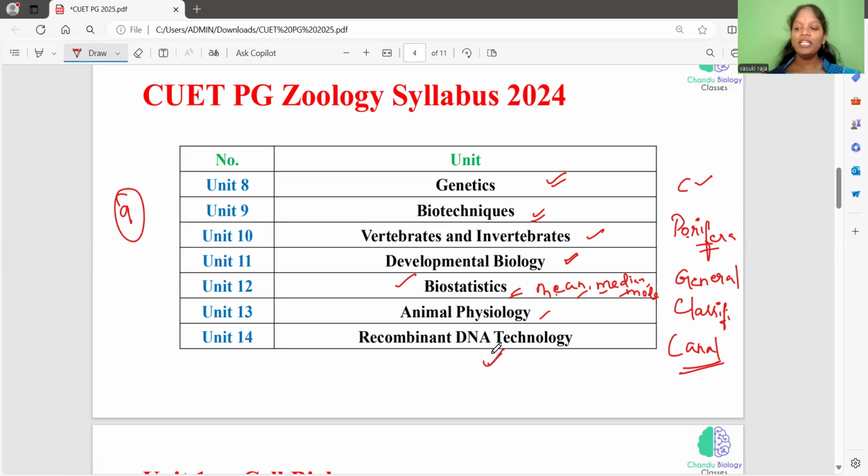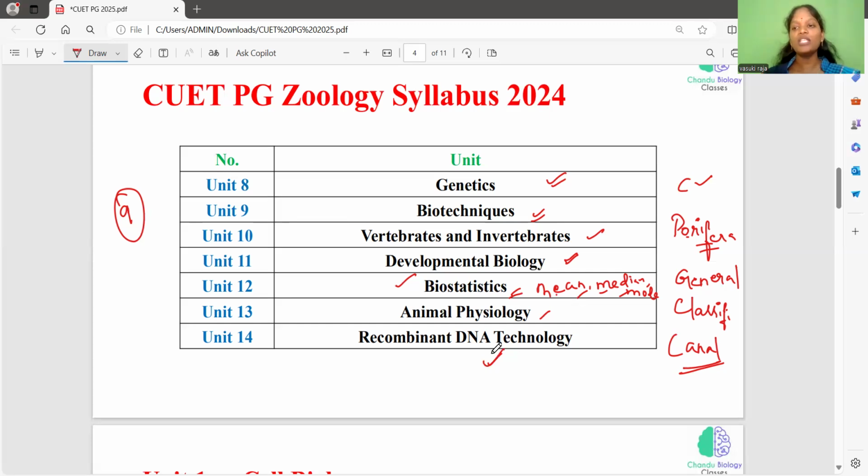And recombinant DNA technology. This is an important technology, and in this technology, we have to read about the vector. What is a vector? What are the types of vector? We have different types of vector, and in each vector, we follow a different mechanism. We have to read about the enzymes like restriction endonuclease and DNA ligase. These enzymes and vectors play an important role here.